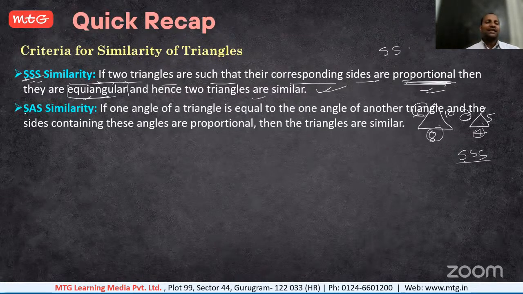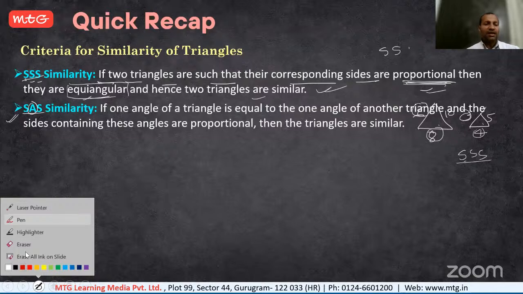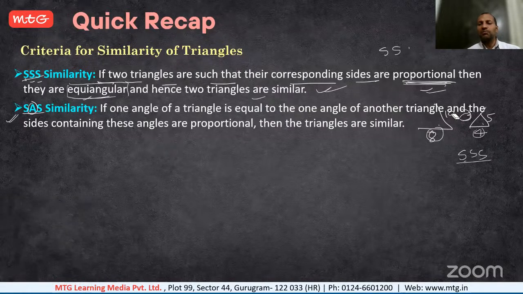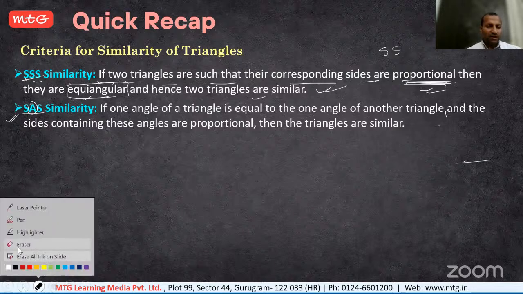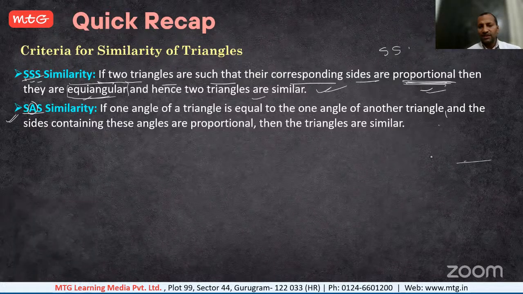The second criterion says SAS. SAS means two sides having the same ratio and the included angle. The angle should be between them. That we always have to keep in our mind. In congruency also, this angle A should be between these two sides. It should not be outside. Similarly here, this angle should be between the two sides. We will understand this with an example.